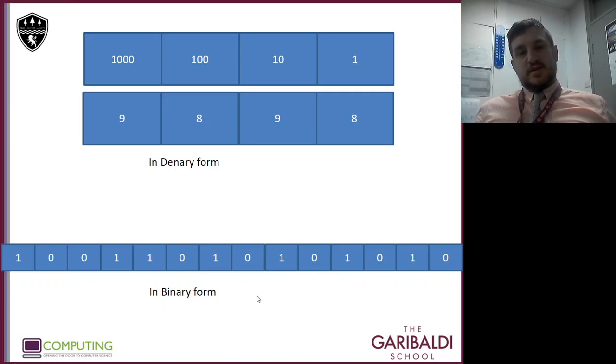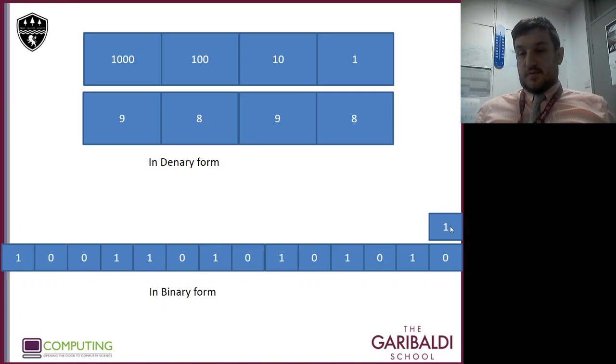Now in this binary number, remembering they're exactly the same value, but this time we're using binary, which is to the base 2. In decimal we always went up by 10. So 1 times 10 is 10. 10 times 10 is 100. 100 times 10 is 1,000. In this one we're going to go up by 2 each time. So we always start at 1.